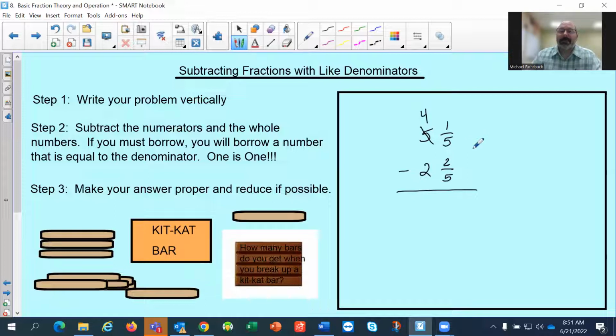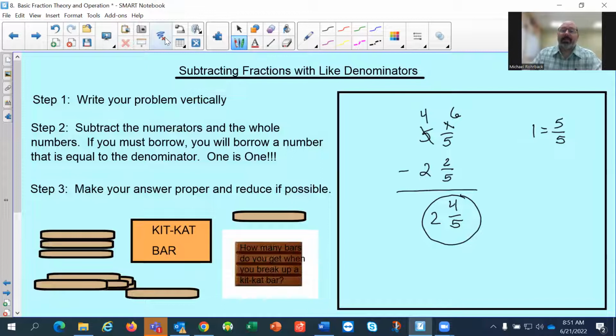3, 2, 1. Okay, so when we borrow that, because they are in fifths, the one that we borrowed is equal to 5/5 because 5/5 equals 1. 5/5, the one we borrowed plus the 1/5 we have, this would become a 6. Okay, not 11. It's a 6. We borrowed 5/5. 5 plus 1 is 6. 6 minus 2 is 4. 5 is the denominator. 4 minus 2 is 2. That cannot be reduced. And we're done.